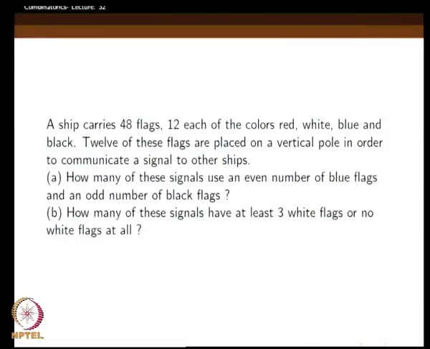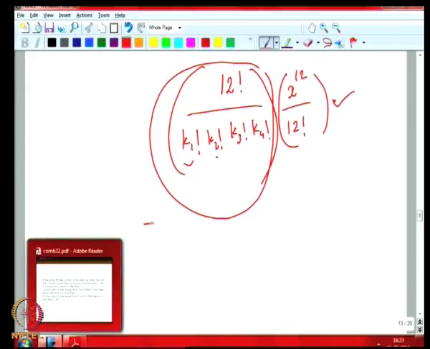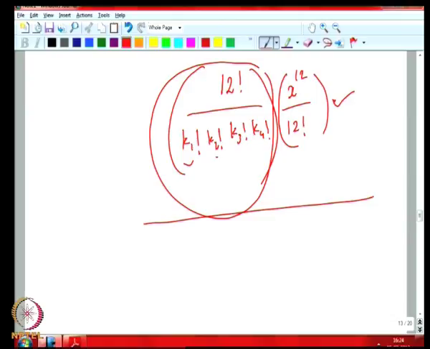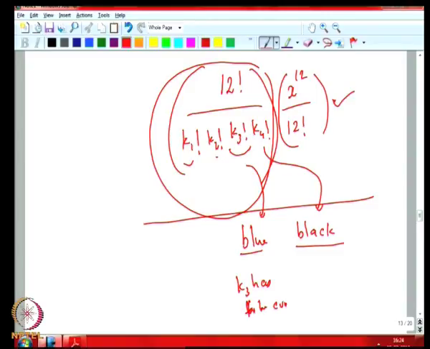Now we are not allowing all possible numbers for blue and black. For instance, this k3, which was the number of blue flags earlier, and this k4, which was the number of black flags, has some restrictions. This k3 has to be even. Similarly, k4 has to be odd. This is the thing. k3 has to be even, k4 has to be odd.